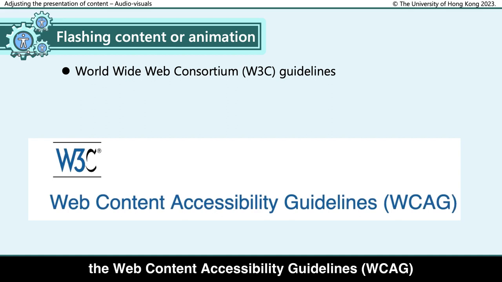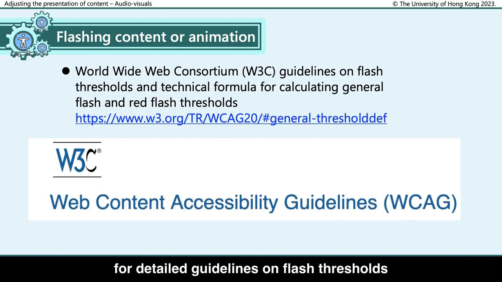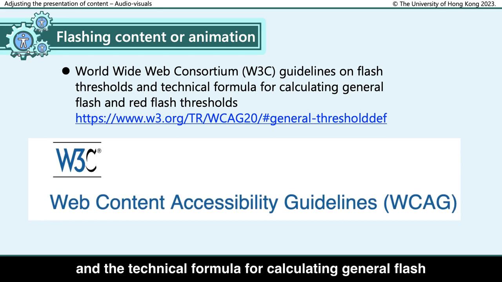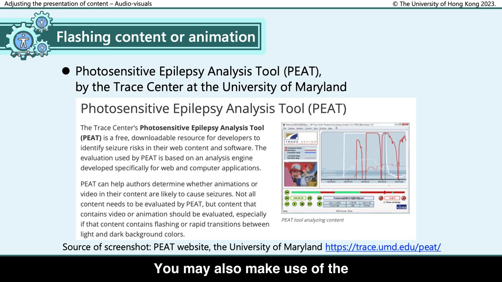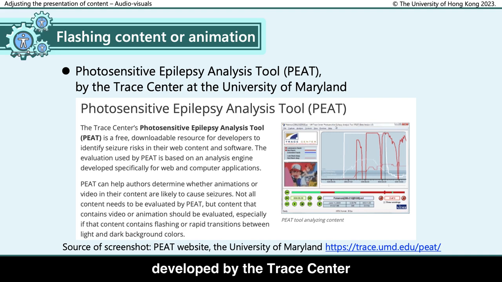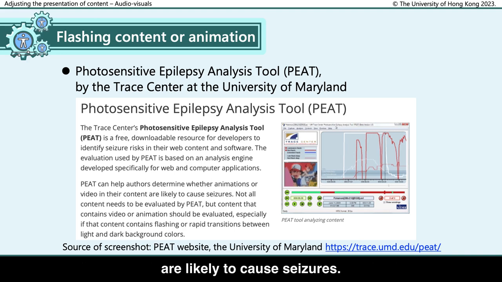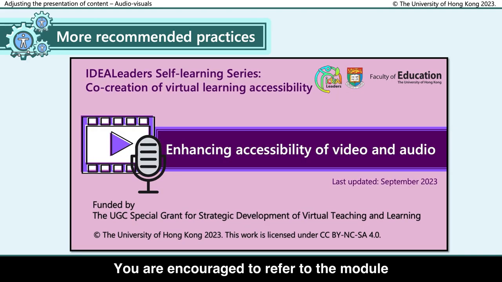You may refer to the Web Content Accessibility Guidelines, WCAG, from the World Wide Web Consortium, W3C, for detailed guidelines on flash thresholds, and the technical formula for calculating general flash and red flash thresholds. You may also make use of the Photosensitive Epilepsy Analysis Tool, PEAT, developed by the Trace Center at the University of Maryland, for measuring whether web or computer applications are likely to cause seizures. You are encouraged to refer to the module in this self-learning series on enhancing the accessibility of video and audio in greater detail.